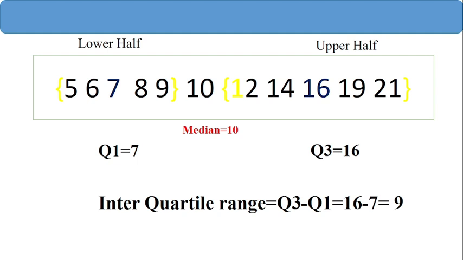Interquartile range equals Q3 minus Q1 equals 16 minus 7 equals 9. Hope this video will help you understand the concept of outliers.